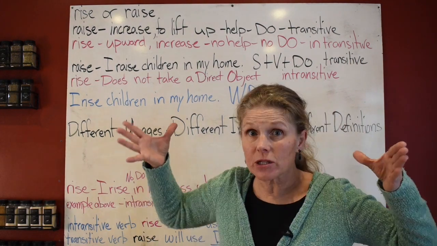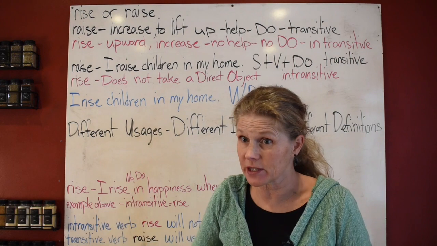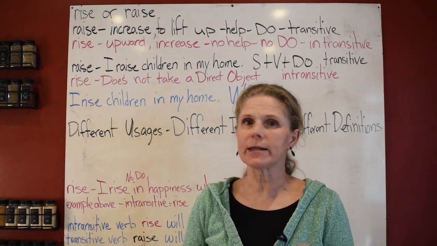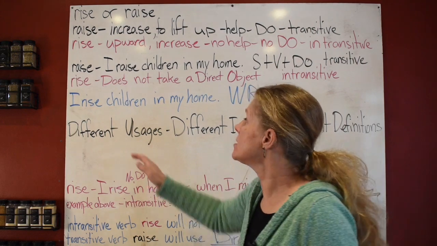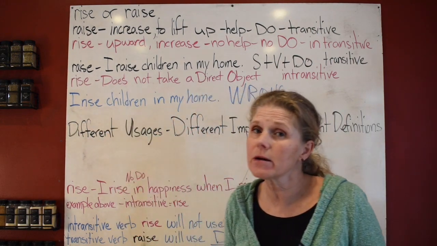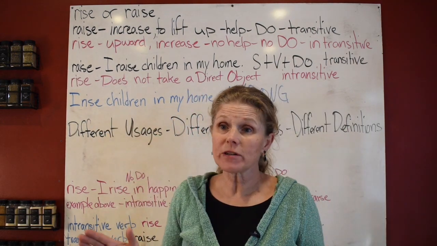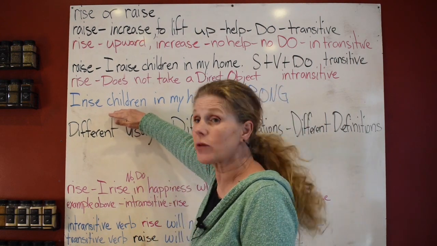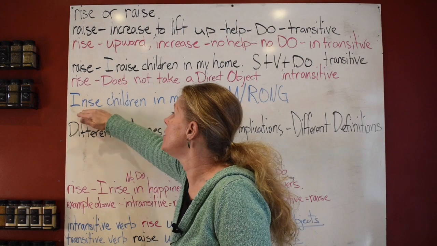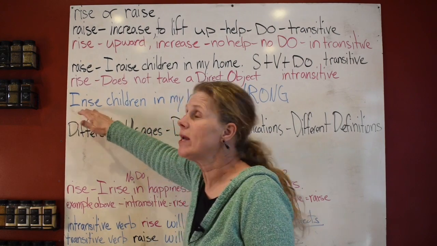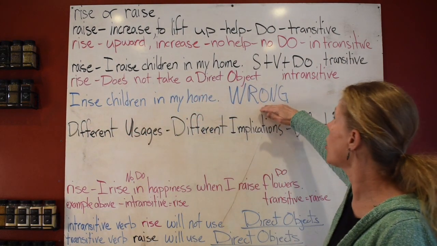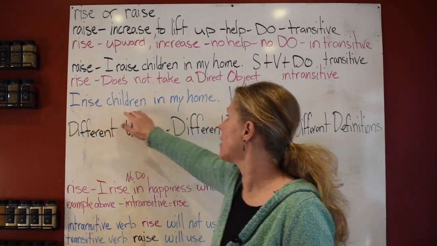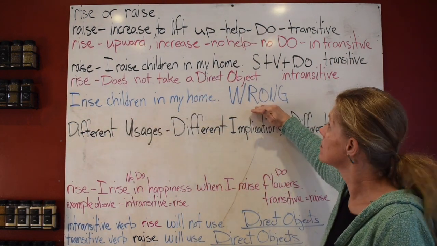But for some people that are just learning how to understand this, you can't hear it sometimes. Sometimes you can hear it and sometimes you can't. This is one that I feel you can hear, but often you can't. Is it raise or is it rise? Well, this has a direct object, so you know this has to be raise. We can't rise children. It's wrong. If you put rise with a direct object, you know you've done it wrong.